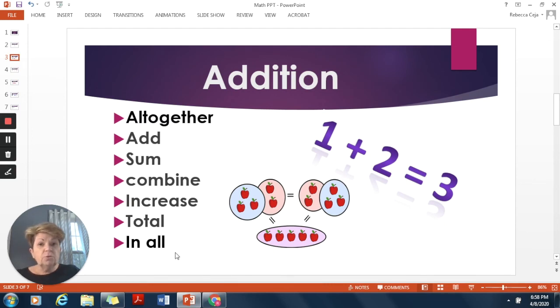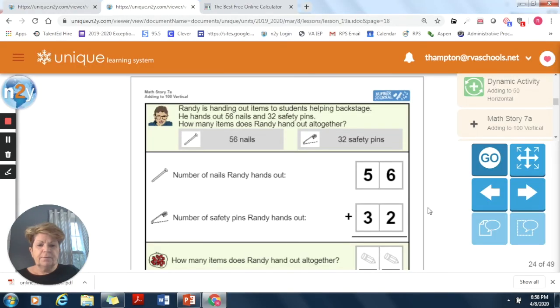Now, there might be a few more words that we've missed and we didn't catch yet, but not a problem. We can always look at our story problem, use the words around it to help us figure out, are we adding or subtracting? Okay, so here is our addition sign. Here's our equal sign. All right, let's go back to our lesson.